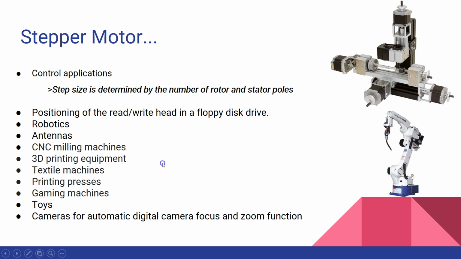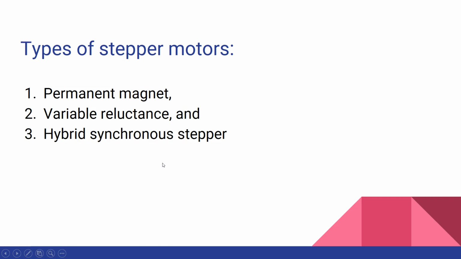Now next we are going to see different types of stepper motors. There are three types of stepper motors. First is the permanent magnet stepper motor. Second is the variable reluctance stepper motor. And third is the hybrid synchronous stepper motor. The permanent magnet stepper motor uses a permanent magnet in the rotor, and it operates on the attraction or repulsion between the rotor permanent magnet and the stator electromagnets.